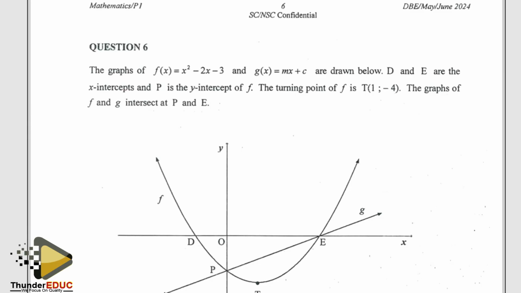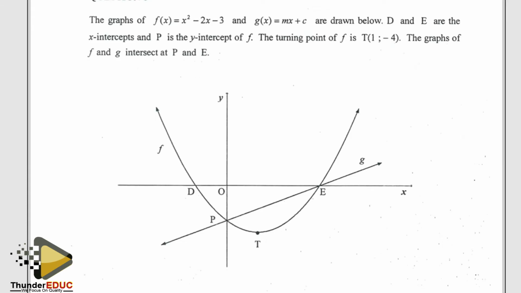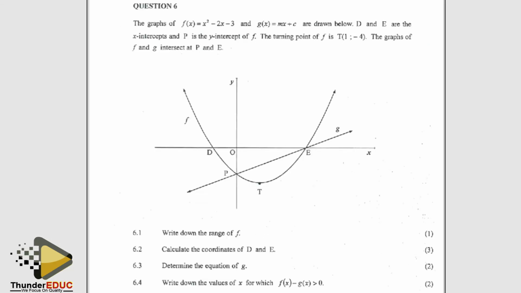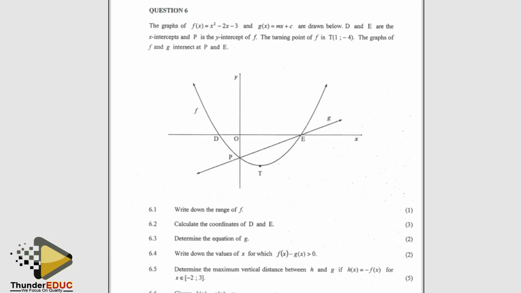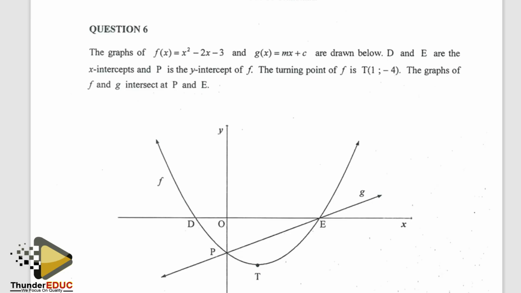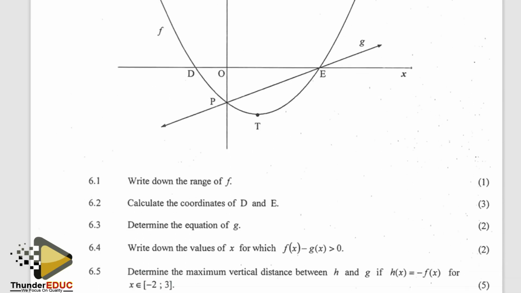Okay, then we move on to question number 6, probably the last aspect of the functions. So the graphs of f, which is a parabola, and then a straight line, mx plus c, are drawn. D and E are x-intercepts, and P is the y-intercept of f. Turning point is T. Okay, so this did not write it for us. Okay, so let me just reset 1 and negative 4.